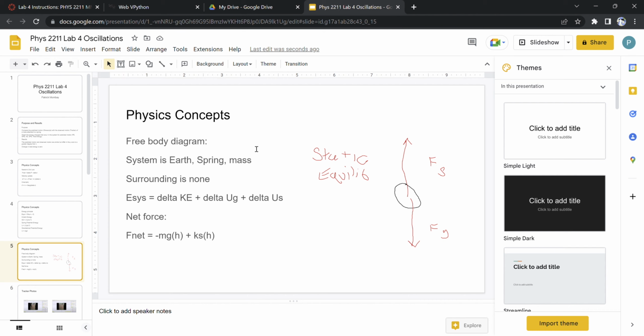We've got the free body diagram. It's rudimentary, but it is in static equilibrium because the force of the spring is equal to the force of gravity at the final position, and our system is obviously Earth due to the force of gravity, the spring force, and then the mass. And there's no surroundings. And the energy of the system is just the kinetic energy plus the gravitational plus the spring potential, which is really just spring potential minus gravity.